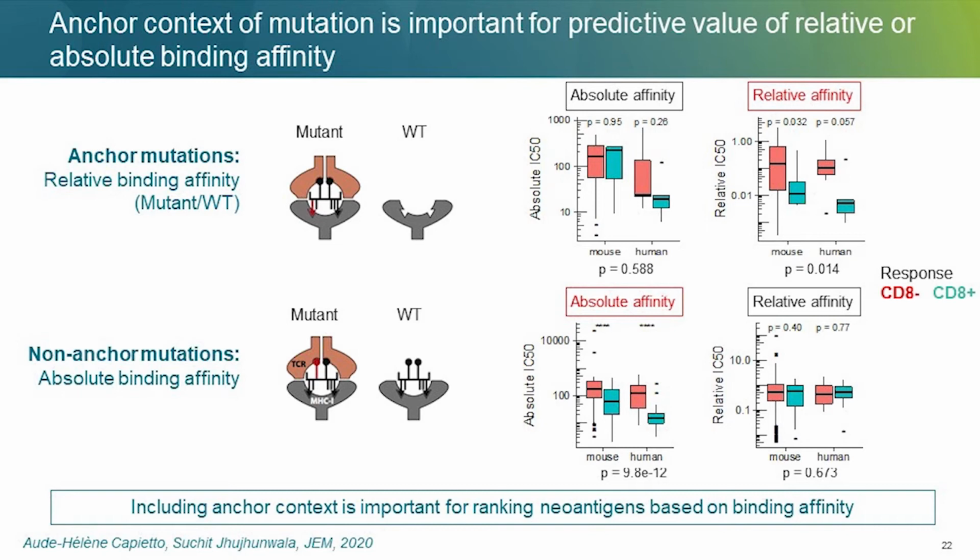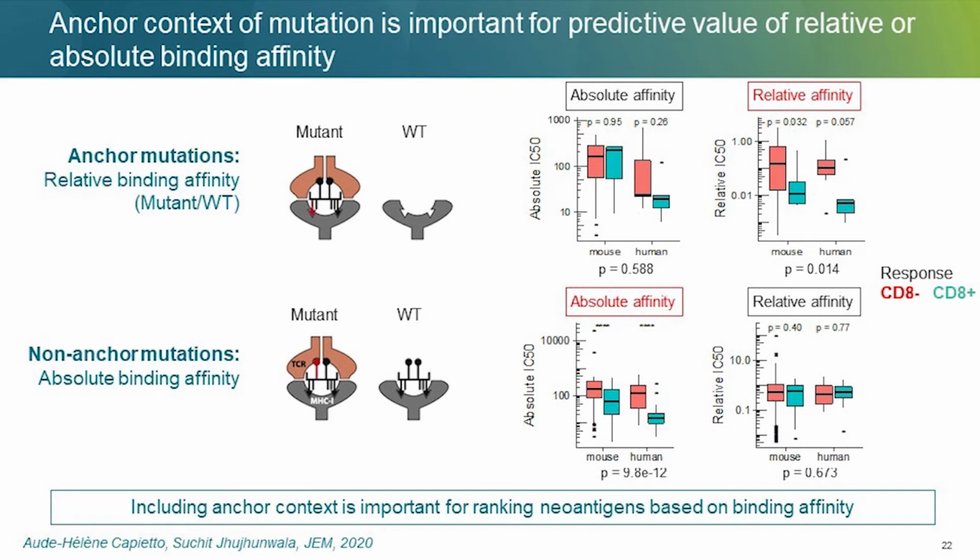Then we wanted to understand how we can use the predictive value of the binding affinity in the context of mutations that are at anchor residues or at non-anchor residues. And what we found is that if the mutations are at anchor residues, what is important to look at is the relative affinity in comparison to the wild-type counterpart.